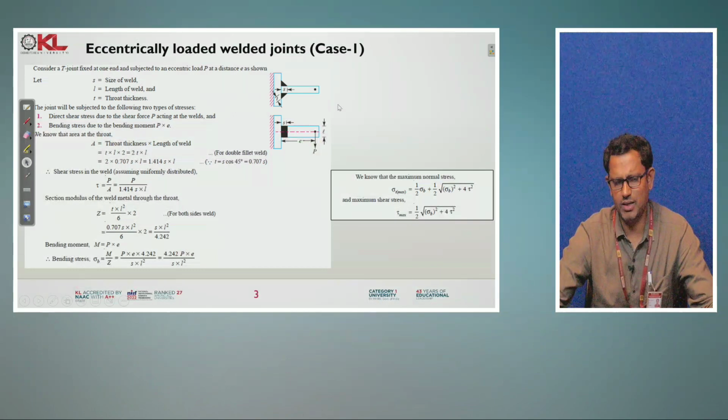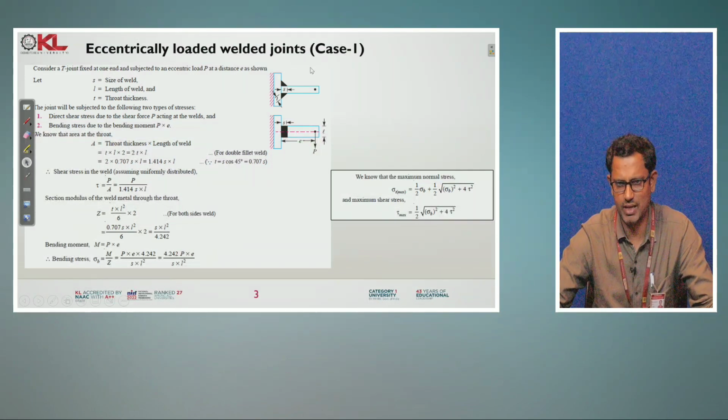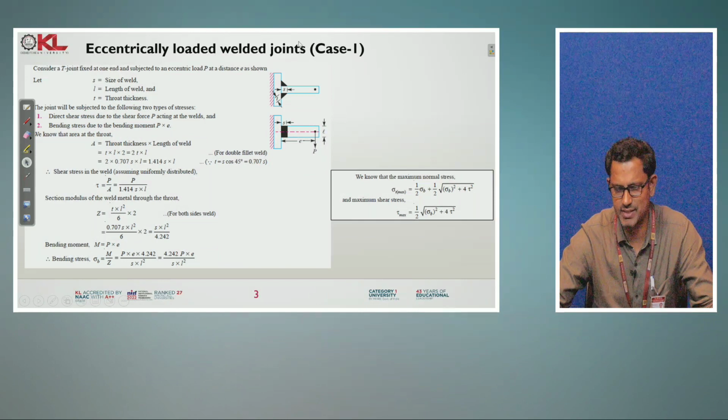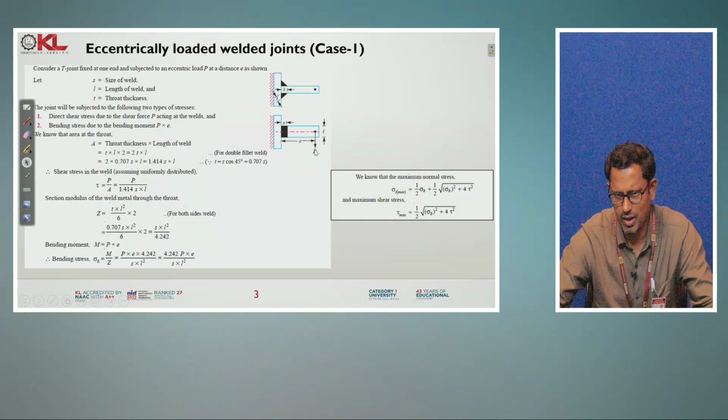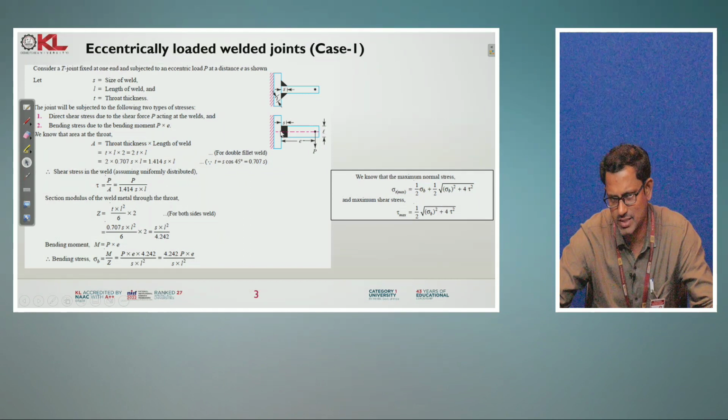We already know that the welded joints are of two types, parallel fillet and transverse fillet. As case 1, we will see how to design eccentrically loaded transverse welded joints. If you see here, it is a T joint, and it is subjected to the load P at a distance E from this edge. So this weld is subjected to eccentric loading at a distance of E, and the applied load is P.